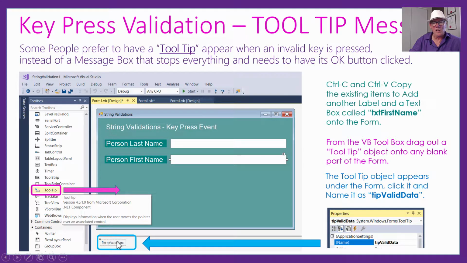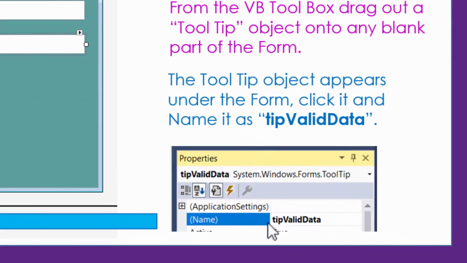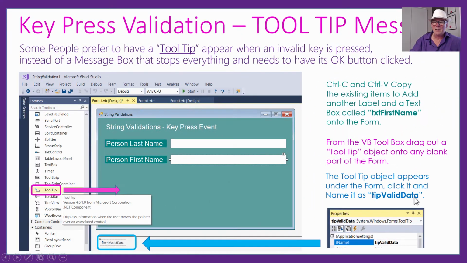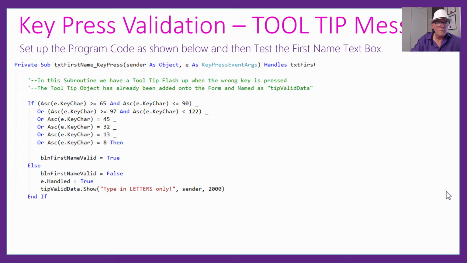So we just have this down here. Now in its properties, when you click on it down here, just make sure you call its name tip valid data, like was spelt down the bottom right hand corner of the video, tip valid data. That needs to be its name because that's how we're going to reference it in the program code. All right, so pause the video if you need to and get all that set up on your form. And then you need this program code here.